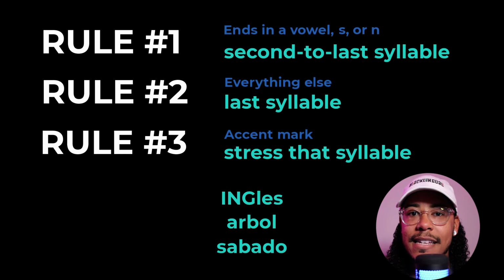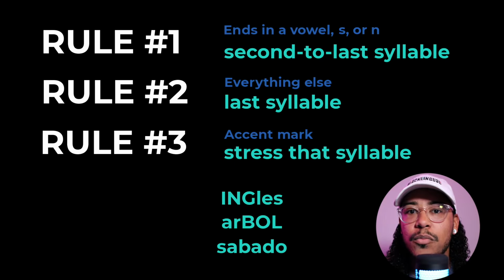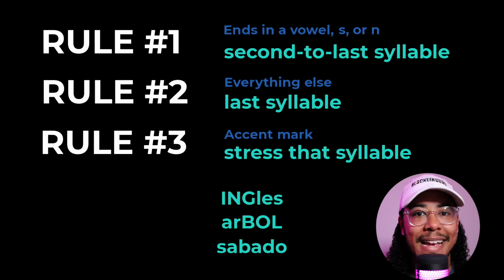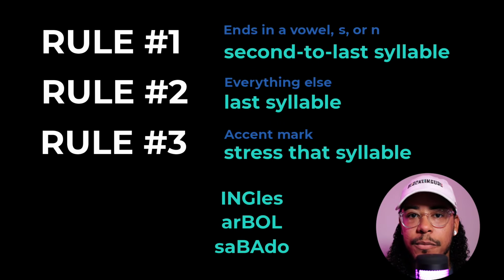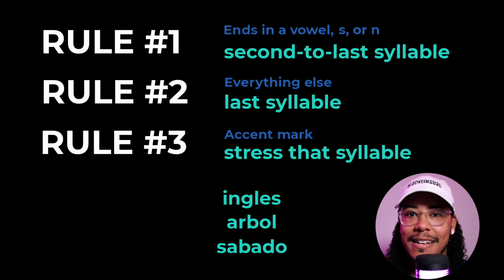Inglés. This ends in S, so we put the stress on the second to last syllable, which happens to be the first one. Árbol. This doesn't end in a vowel, N, or S, so we'd put the stress on that last syllable. Sábado. This one also ends in a vowel, so we'd put the stress on the second to last syllable. But these palabras have accent marks, so those rules don't matter, and instead, these are pronounced inglés, árbol, sábado.